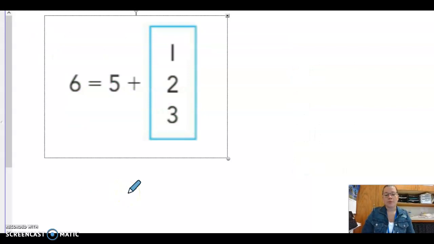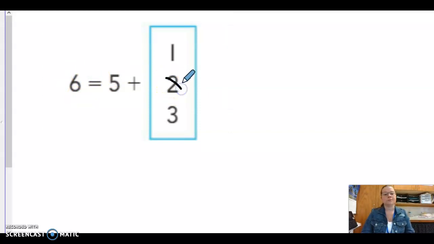This is another type of problem that you'll see on your test tomorrow. So it wants you to find the correct number to complete the sentence. So we have 1, 2, or 3. Which one would partner with 5 to make us 6? So right now we have 5 and 2. 5, 6, 7. Is that correct? Nope. We're looking for a total of 6. So it's not 2. I'm going to cross it out.